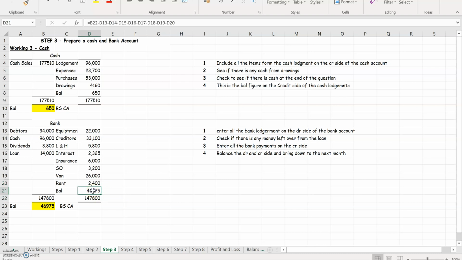Okay, so what we need to do to balance, you'll be able to do this yourselves. You add up all the items here on the credit side. The figure you get, you're going to take away from this 147,800. So the balancing figure you should get is 46,975. So just balancing off, just adding all these items up. Take that figure away from 147,800 and you should get 46,975. Bring that down to the next month, and that's the bank figure that you're going to use in your balance sheet as part of your current assets.